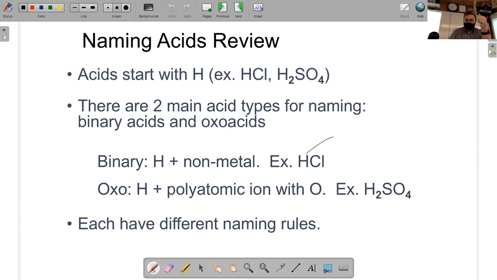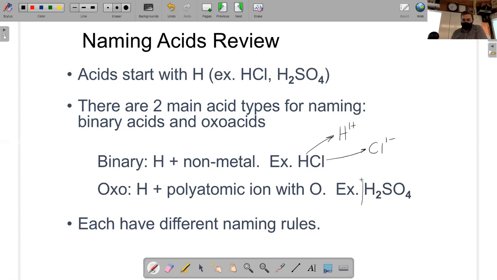HCl: on the periodic table, hydrogen has a charge of 1 plus, and chlorine, because it's in group 17, has a charge of 1 minus. So in order to put hydrogen and chlorine together, because they have a charge of 1 each, you only need one of each, and it's just HCl. And we have a rule for naming that compound.